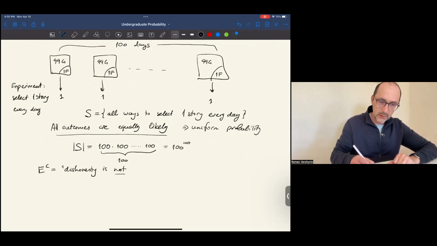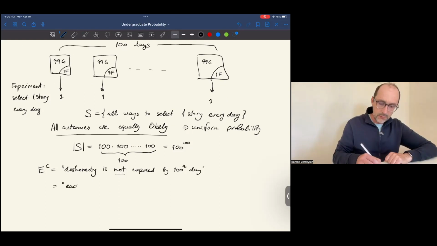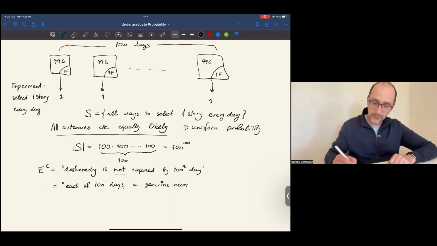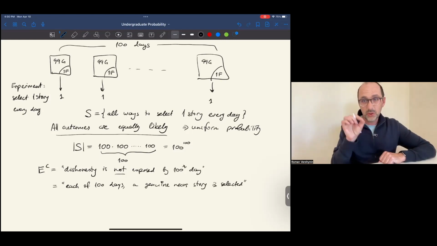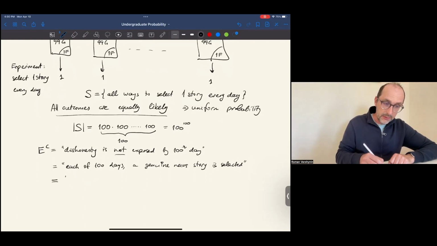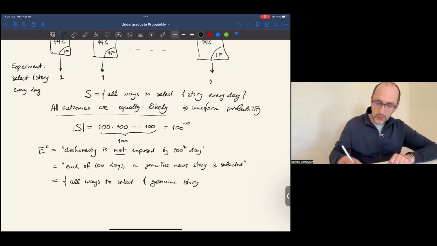will not get exposed by the 100th day. That means that on each of these days, a genuine news story is selected by the fact-checking agency. That is the way the ministry does not get caught, because every day, just by accident, we check the true story and we say, okay. So E complement then consists of all possible ways to select one genuine story for each of the 100 days.